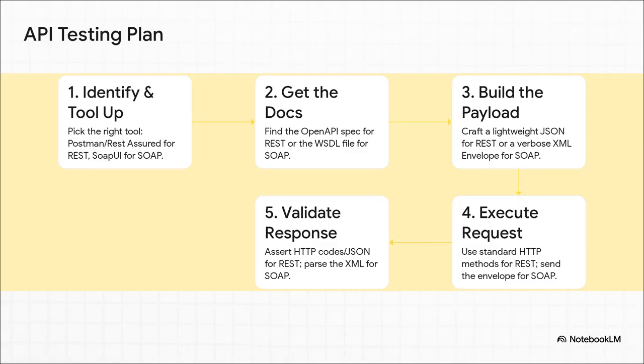Here's your 5-step game plan. First, you've got to identify and tool up. Is it REST? Great. Grab Postman or REST Assured. Is it SOAP? You're going to want a specialized tool, something like SOAP UI. Step 2? Get the docs. This is your contract, the OpenAPI spec for REST, or that WSDL file for SOAP. From there, you just build your payload, execute the request, and finally, the most important part, you validate the response.